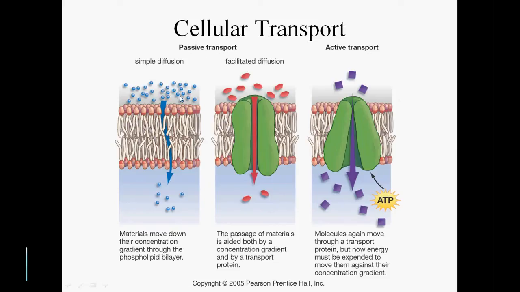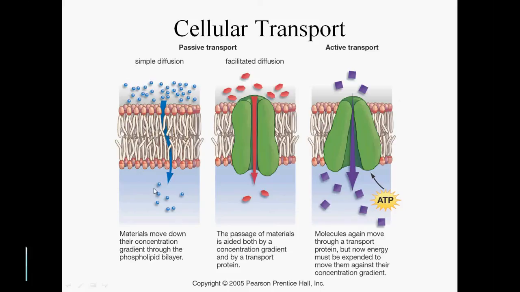As you can see, out here we have a high concentration of molecules. According to diffusion, we're going to have molecules moving to an area of low concentration until they're evenly distributed. So in simple diffusion, molecules can move straight through the phospholipid bilayer and into the cell through the process of simple diffusion.